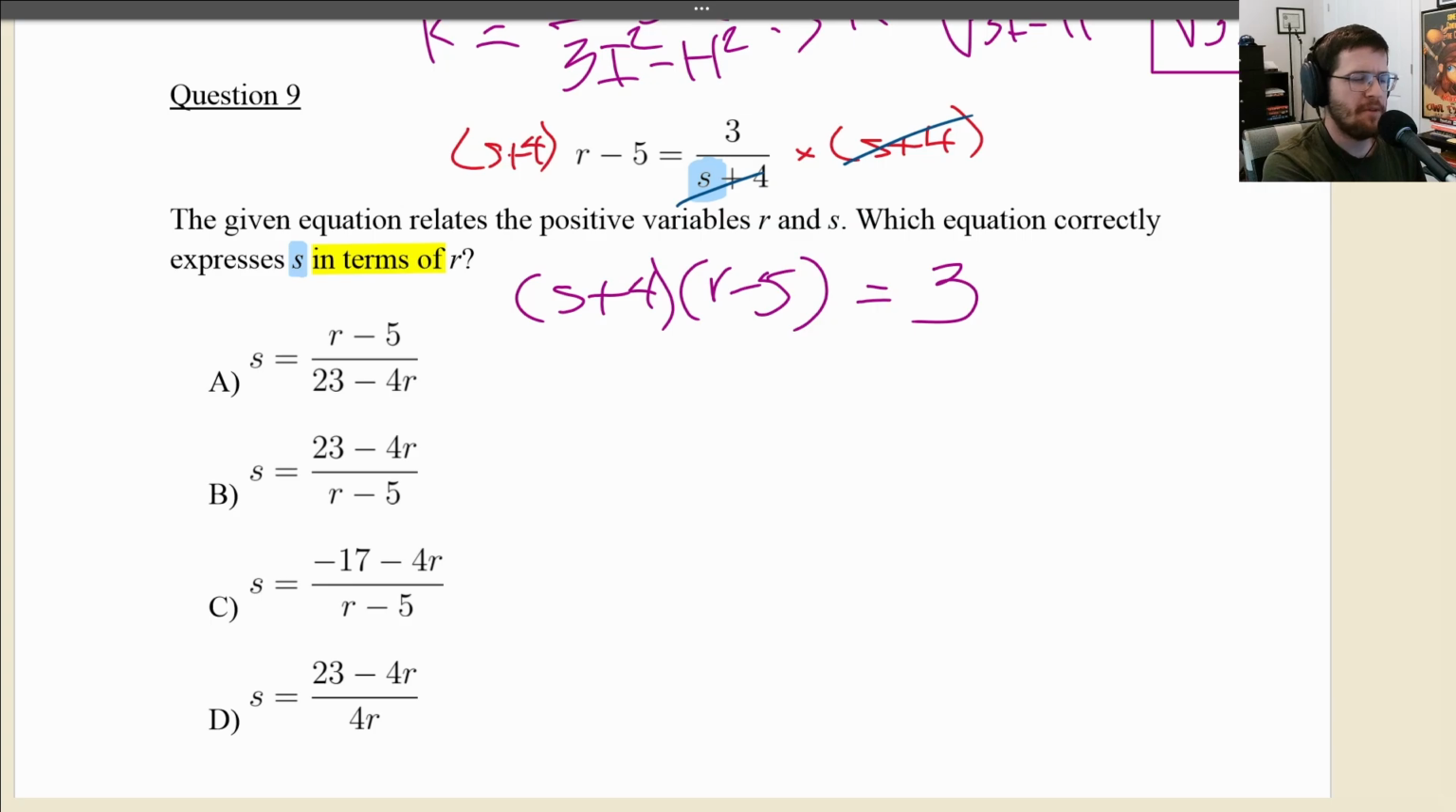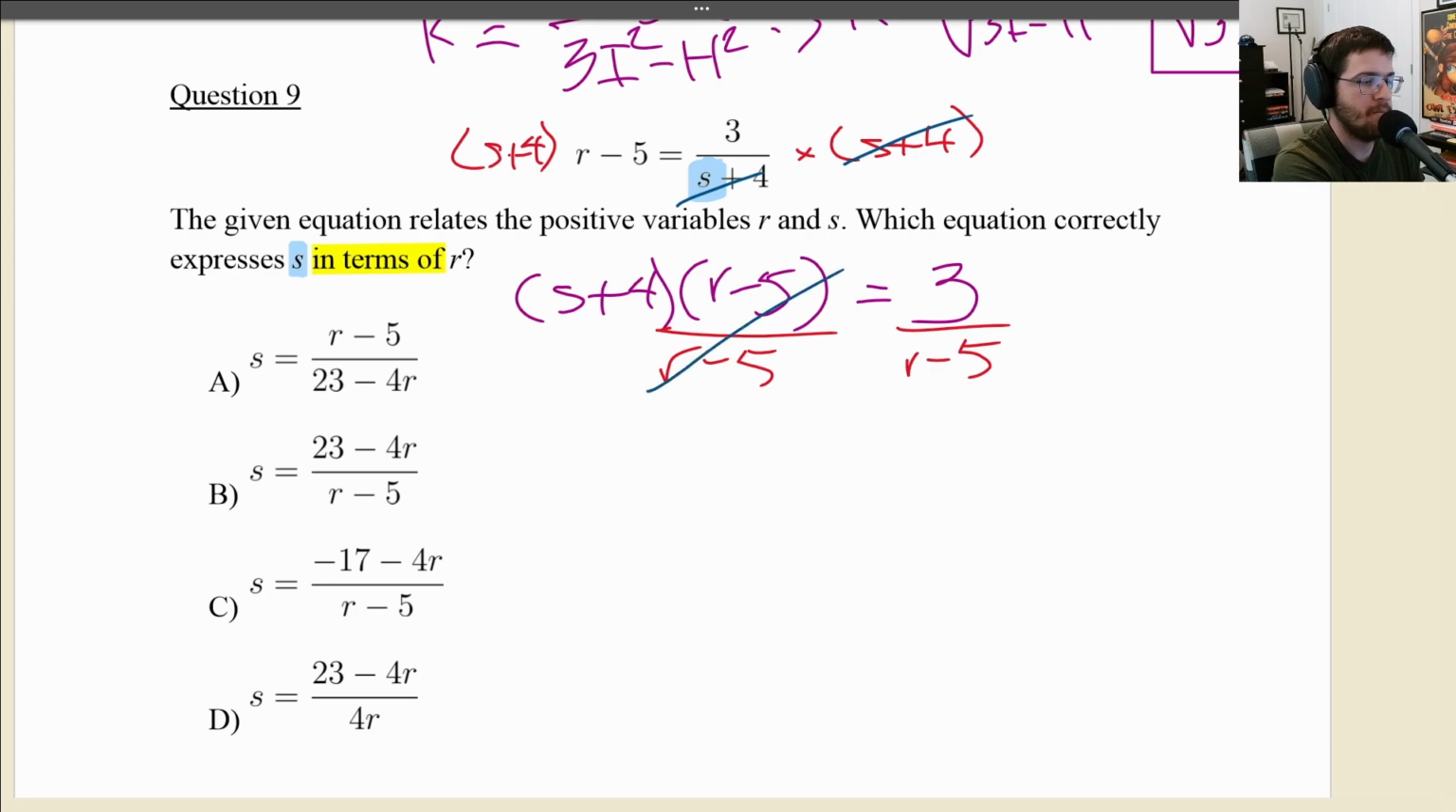Now what we can do is expand this guy, if we FOIL, it's just not going to look any nicer. We're going to have s's all over the place, and we don't want that. We don't want to expand. So how about we get this guy over to the right side? And to do that, we're going to divide both sides by r minus 5.